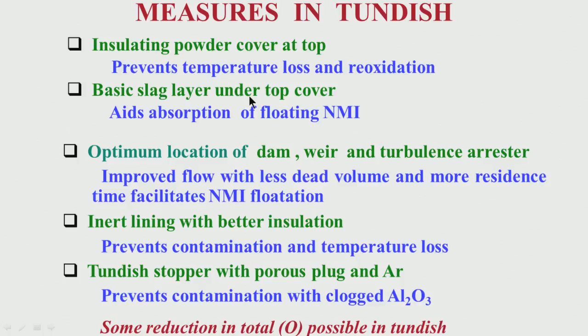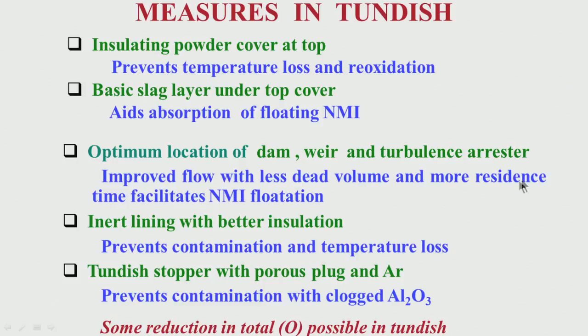So on top of the liquid steel there is a basic slag, on top of that there is insulating powder like rice husk, but there should be less amount of carbon in the rice husk, because rice husk should be burned so that carbon goes out, otherwise there is a possibility of carbon pickup. So we have to be careful about that. Now I have mentioned the dam and weir and the turbulence arrestor. So all these flow control devices, where do you put them?